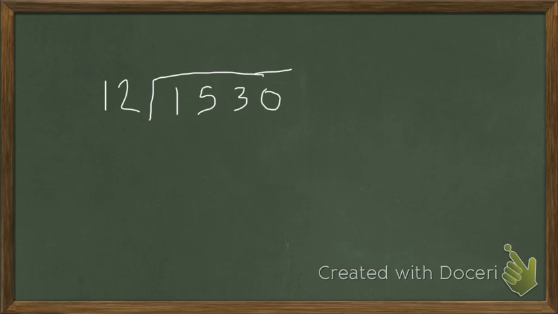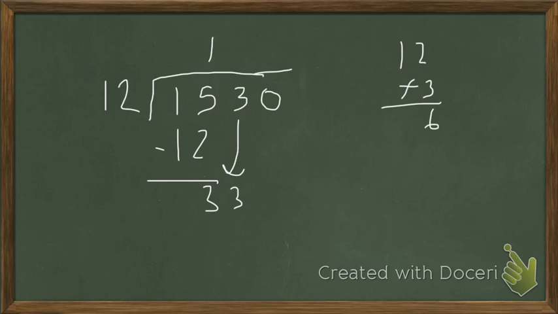Next I have 1,530 divided by 12. So again, we want to see how many times can 12 go into 15. Of course, the answer is 1. And we can see how many times 12 can go into 13. I know 1 goes into 3 3 times. But that's going to give me 36. So that won't work. So I'll go 12 times 2, which is 24.